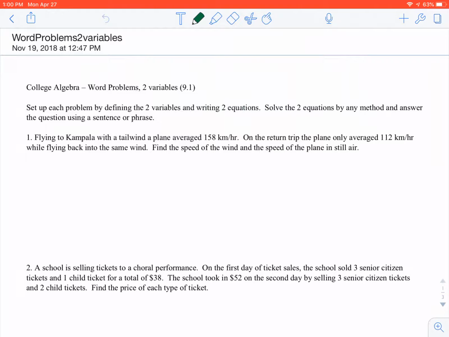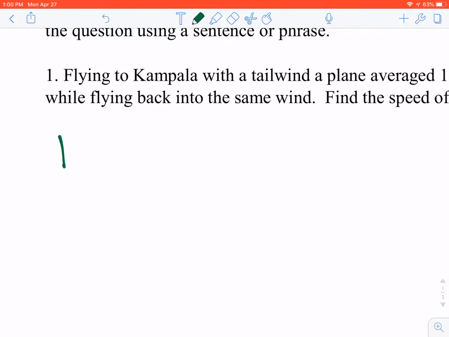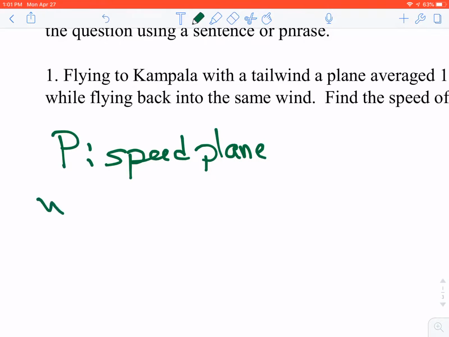Flying to Kampala with a tailwind, the plane averaged 158 kilometers per hour. On the return trip, the plane only averaged 112 kilometers per hour while flying back into the same wind. Find the speed of the plane, the speed of the wind and the speed of the plane in still air. Okay, so usually we have variables, so P will be the speed of the plane, and W will be the speed of the wind.